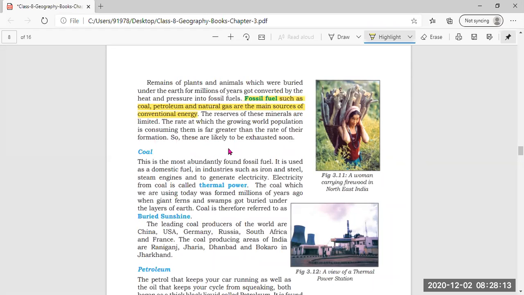So if we do not take care of these fossil fuels, in the near future it might be depleted or finished off. Exhausted means it will be depleted or finished off in the near future, because the way we are using these fuels, we are using much more than we need, and the formation of these fossil fuels takes a lot of time, many years. So if in the near future you do not take care to conserve them, then they might be finished.